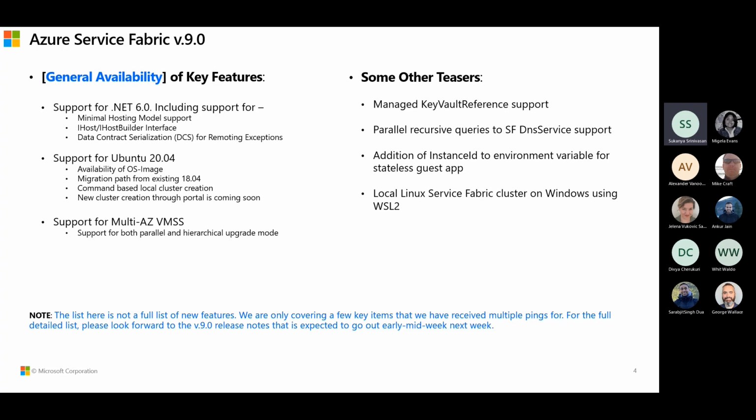The last is creation of local Linux Service Fabric clusters on Windows using WSL. We've been working on this for a while and been working with the Visual Studio team to integrate it as well. So this is just some of the teasers. If you want a full detailed list of all the new features, new APIs, and the bug fixes and key areas that have gone into the 9.0 release, please look forward to the release notes.